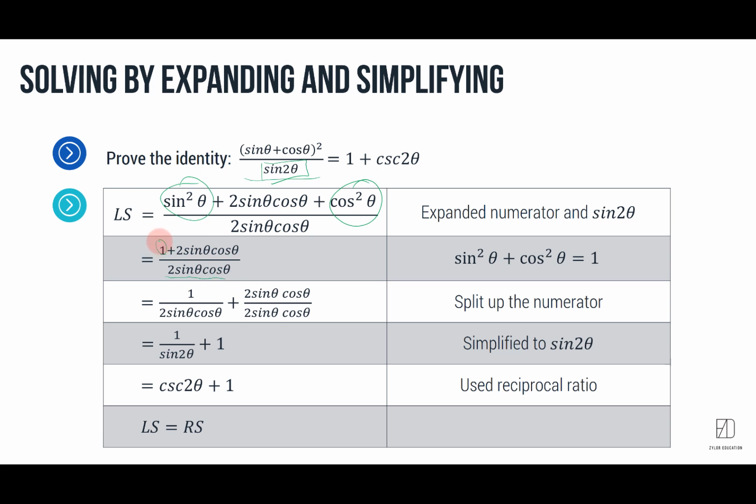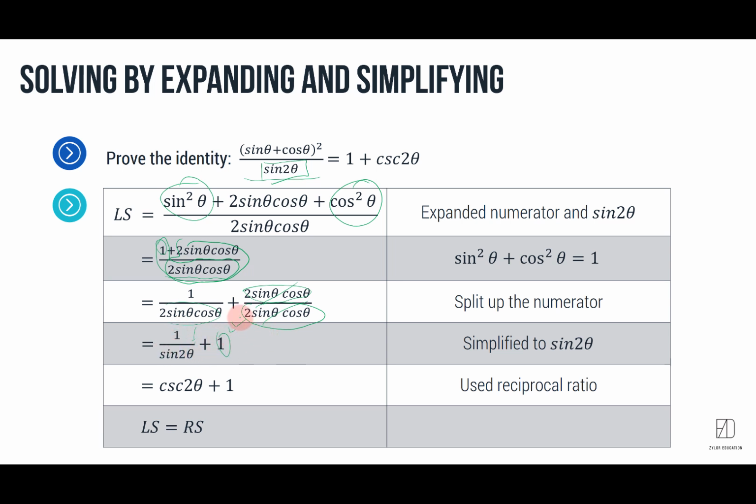And here we can separate this by dividing the first term by the denominator and the second term by the denominator. So here we have 1 divided by 2 sin theta cos theta plus 2 sin theta cos theta over 2 sin theta cos theta. Since the numerator and the denominator here are the same, they cancel out and become 1. So now we have 1 on the right side. And also, we know that 2 sin theta cos theta is equal to sin 2 theta. So that means we have 1 over sin 2 theta plus 1.